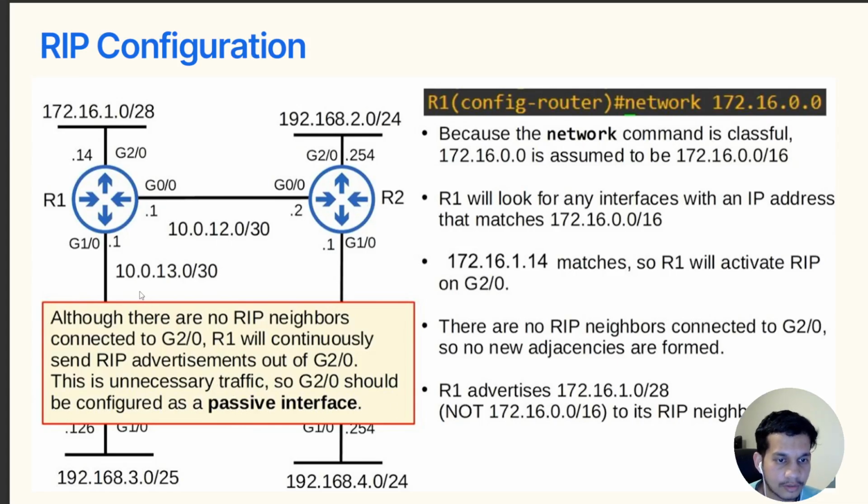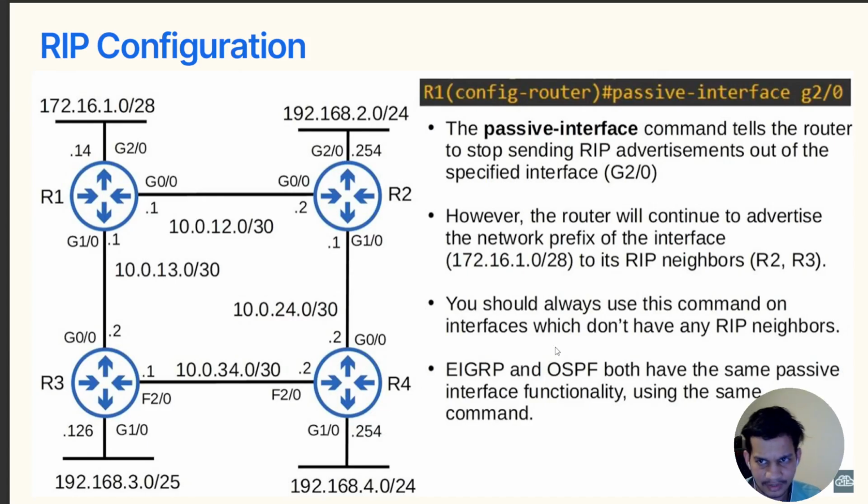Although there are no RIP neighbors connected to G2/0, R1 will continuously send RIP advertisements out of G2/0. It will just send RIP advertisements saying I have these two networks in my routing table to this network over here. This is unnecessary traffic, so G2/0 should be configured as a passive interface. So what is a passive interface? The passive interface command tells the router to stop sending RIP advertisements out of the specified interface, that is G2/0.